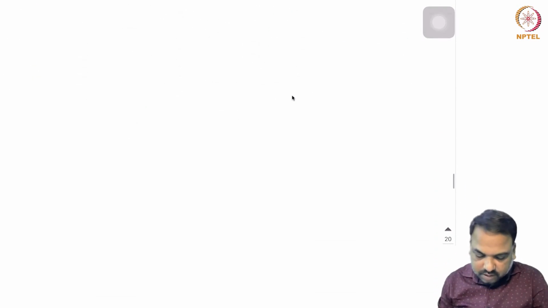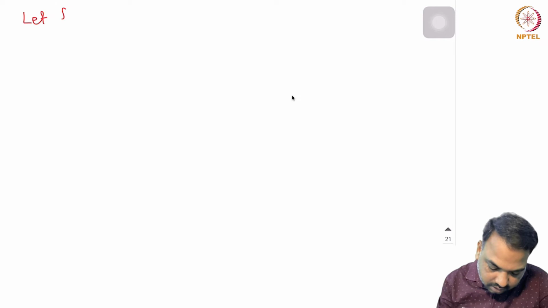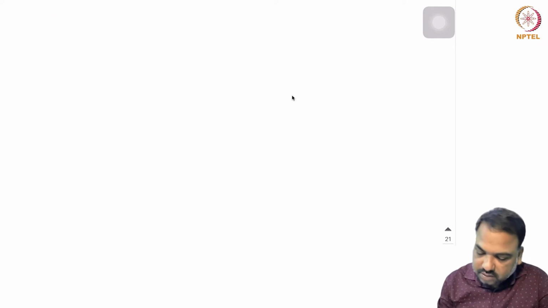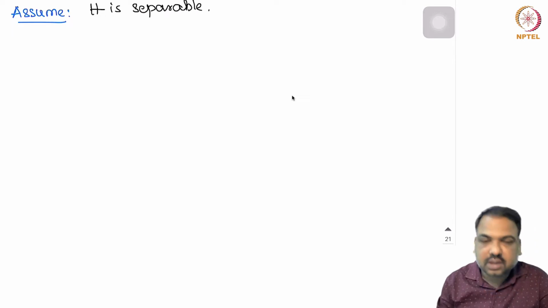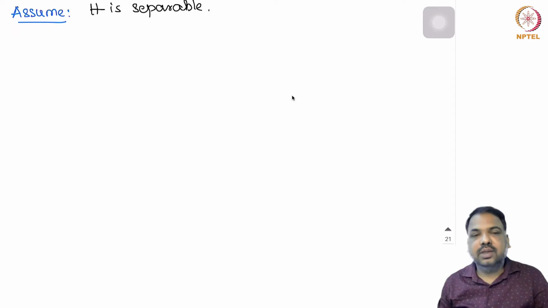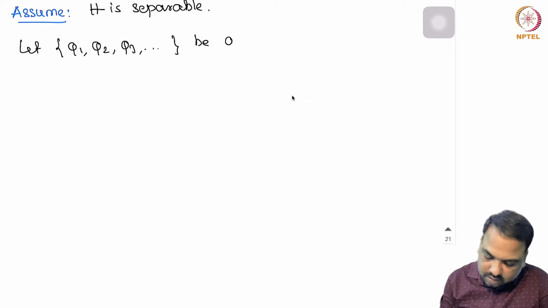Let us look at some more important observations. Now let us start with an orthonormal set in H. For the time being, let us assume that H is separable. We know that every Hilbert space has an orthonormal basis. When H is separable, it has a countable orthonormal basis. Otherwise, it can have an uncountable orthonormal basis. So let us take an orthonormal set phi 1, phi 2, phi 3, and so on, in H.